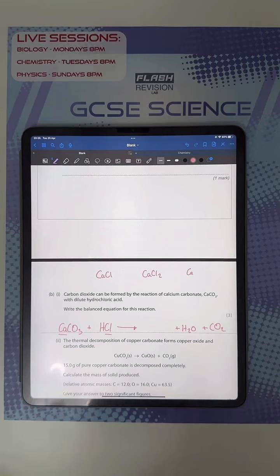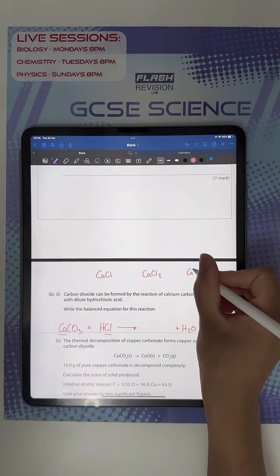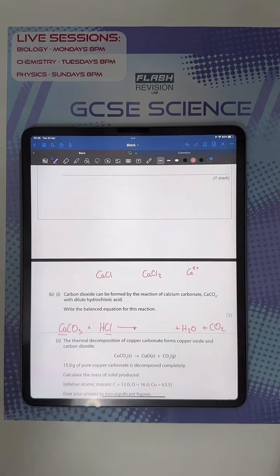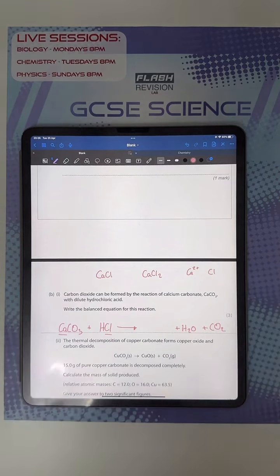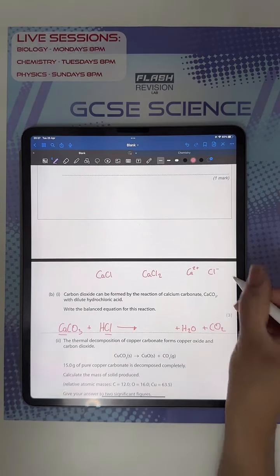If it's in group 2, what charge would it have? Not 2 minus, it'll be 2 plus. Metals only have positive ions. Chlorine, what charge would chlorine have? That's group 7. Chlorine's group 7. Minus. Good. Thank you, guys.